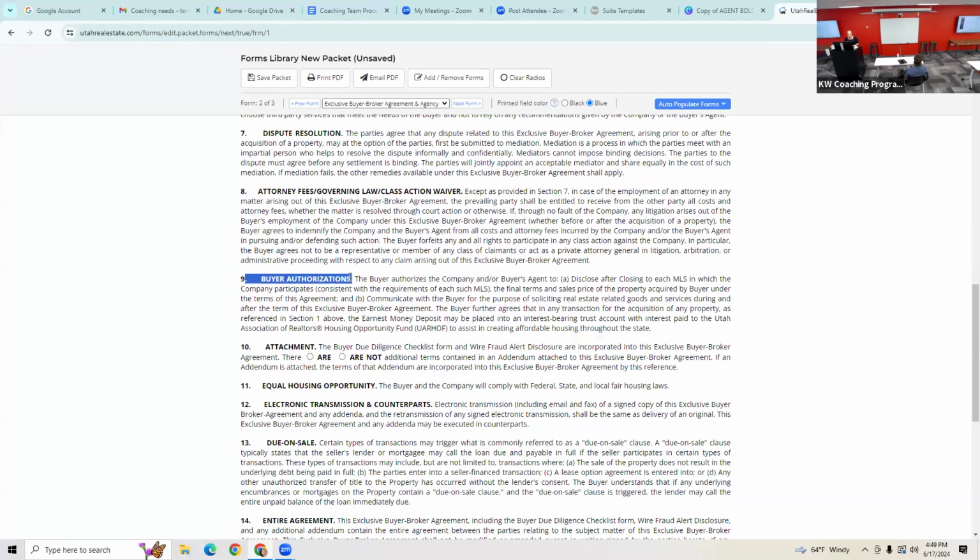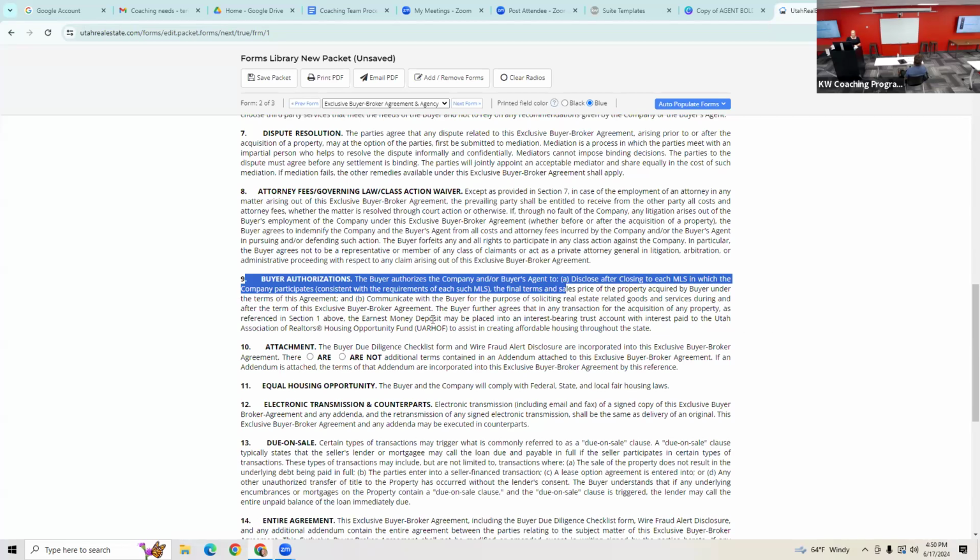Buyer's authorization. So this just says that you do authorize me and my company to disclose the information of everything that we do, which is basically the purchase price, any dates, and if the seller paid any closing costs. We do have to disclose that on the MLS, and most of that is for appraisal purposes. Nothing is public. We are a non-disclosure state. But it's really more for appraisers and other realtors to get information.